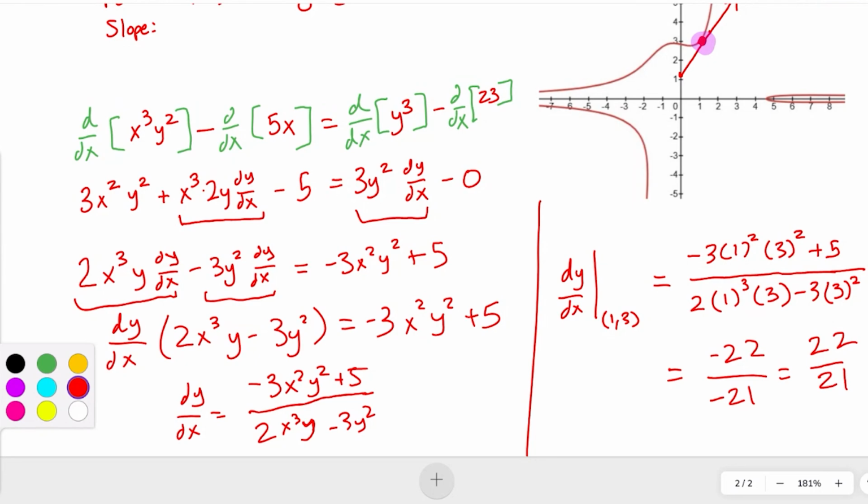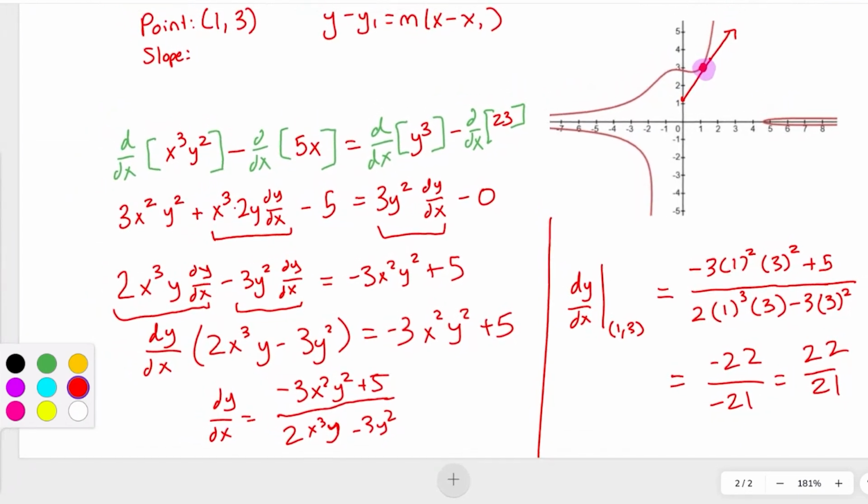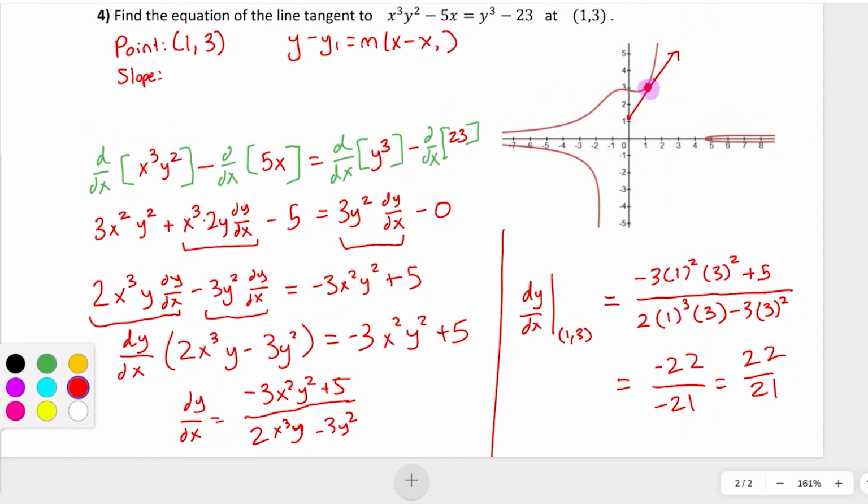What does that represent? That 22 over 21, what is that? That's the slope at that point. Right. It's positive. It's almost 1, actually, right? It's very close to 1. And you can even see on my crummy sketch that it kind of looks like that slope is pretty close to 1. We're just going up 1 over 1. Not exactly, but pretty close.